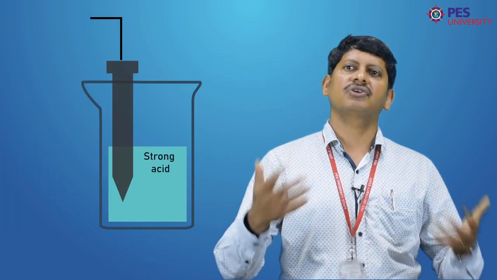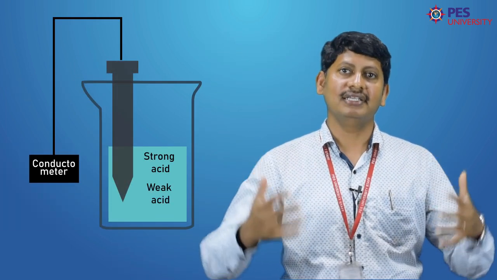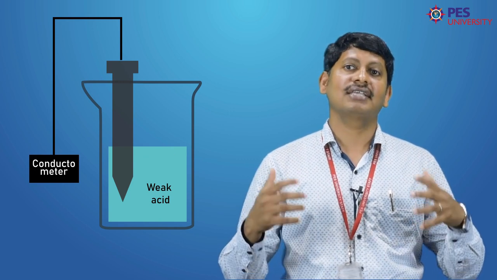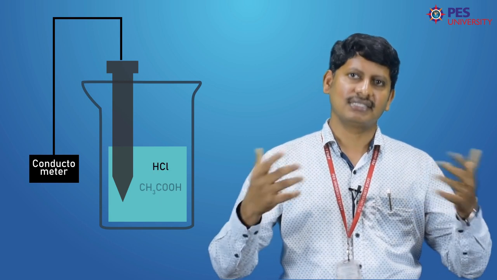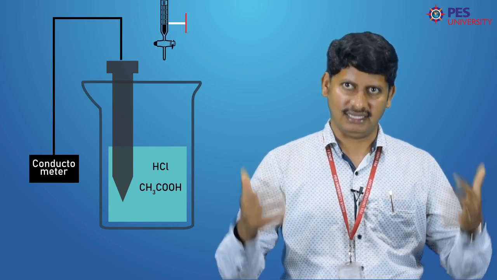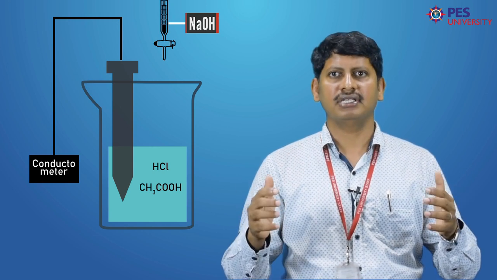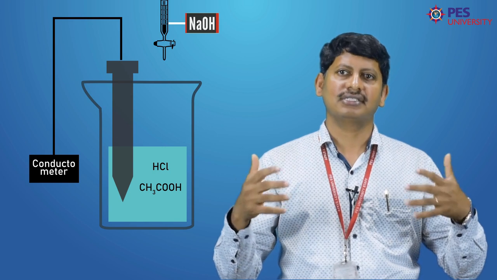In a mixture of strong acid and a weak acid, the strong acid undergoes complete dissociation as it is a strong electrolyte, and the weak acid remains almost undissociated. When a mixture of HCl and acetic acid is titrated against NaOH, the HCl is consumed first by the base. After neutralization of strong acid is completed, then only the weak acid is neutralized.